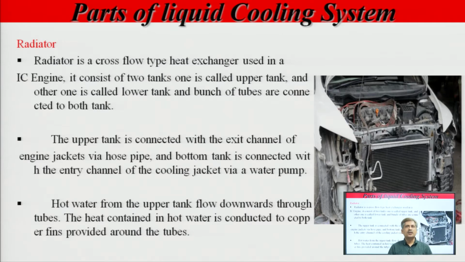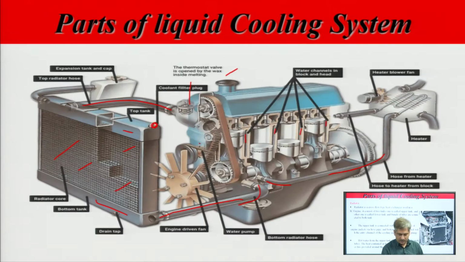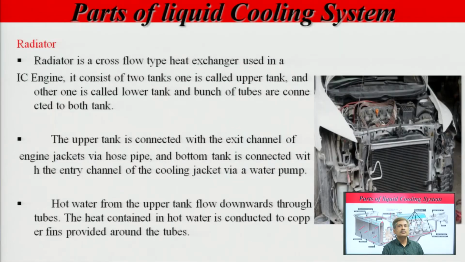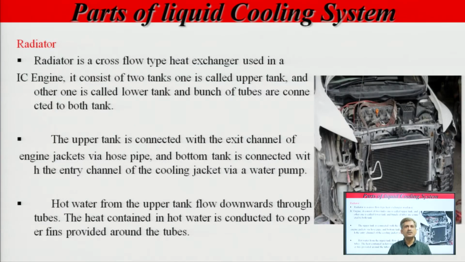So, continuing the parts of the liquid cooling system. The first two parts I have discussed, these are the water pump and cooling fan. Now, the radiator. The radiator is a cross flow type heat exchanger. Already you have been taught in heat transfer the parallel flow heat exchanger and counter flow heat exchanger. So, the third type is the cross flow heat exchanger. The radiator is a cross flow type heat exchanger used in the IC engine. It consists of two tanks, one is called the upper tank, in the last picture I showed you the upper tank, and the other one is called the lower tank, and a bunch of tubes are connected to both tanks.